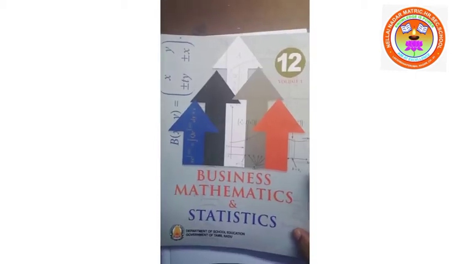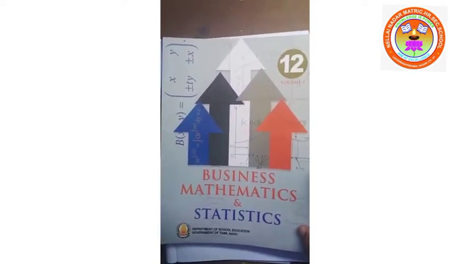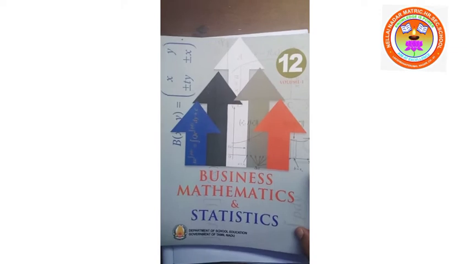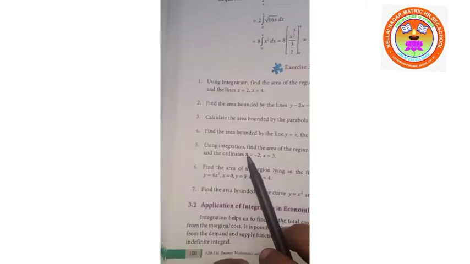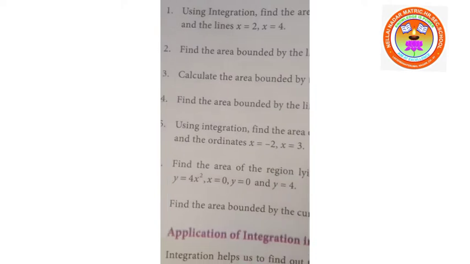Students, this is Sivakumar, 12th Standard Business Mathematics and Statistics, chapter number 3, continuation of exercise 3.1. Now problem number 5. Using integration, find the area of the region bounded by the line y minus 1 equals x, the x-axis, under the ordinates x equals minus 2 and x equals 3.